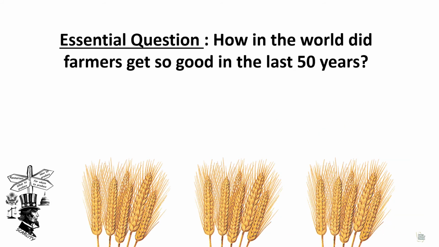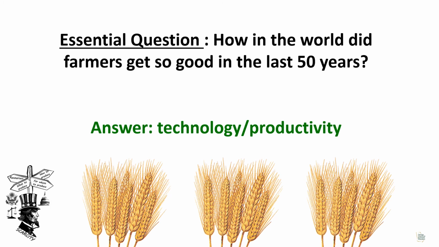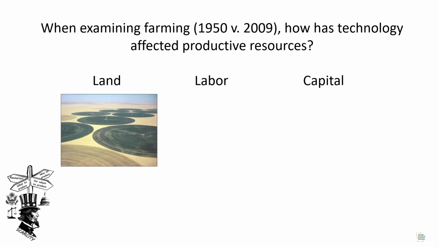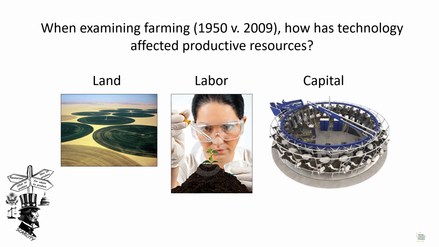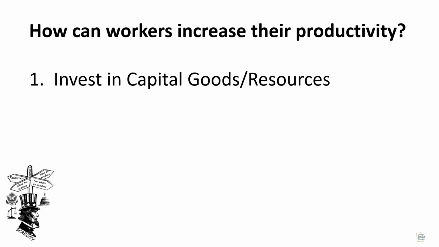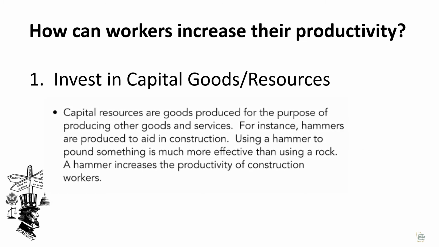But again, how did we do this? How did we get so good in the last 50 years? It was technology, productivity. We figured out how to better utilize an acre of land. Our labor, our workers became much more knowledgeable. We had huge investments in human capital, knowledge, went to school, training. Also, we looked at just physical capital. We figured out how to make things that would produce things better. And that's what we're talking about, and how can we increase our productivity.